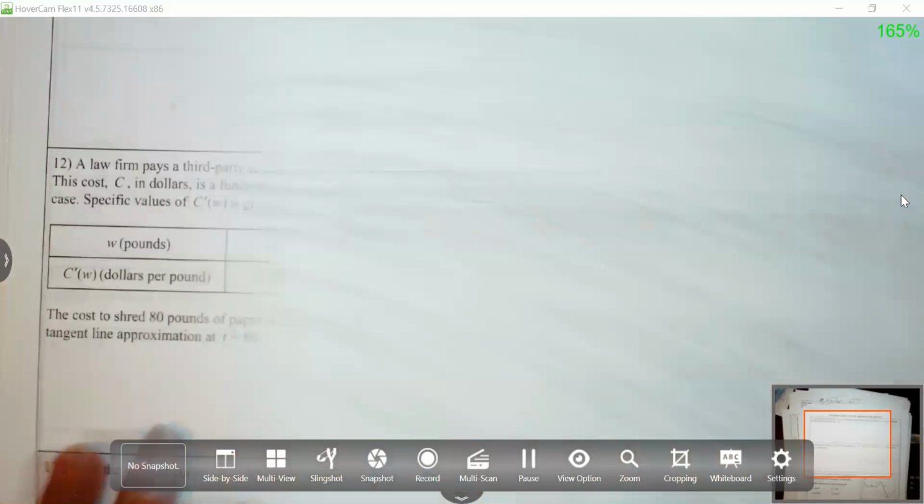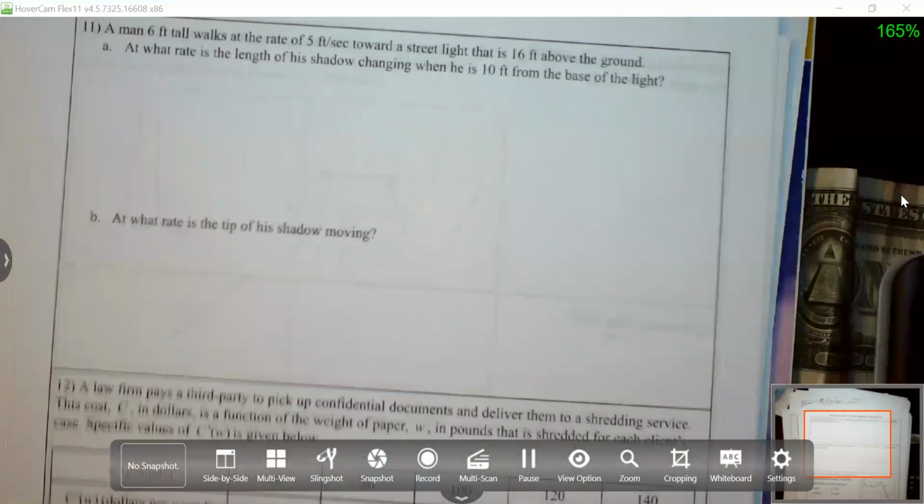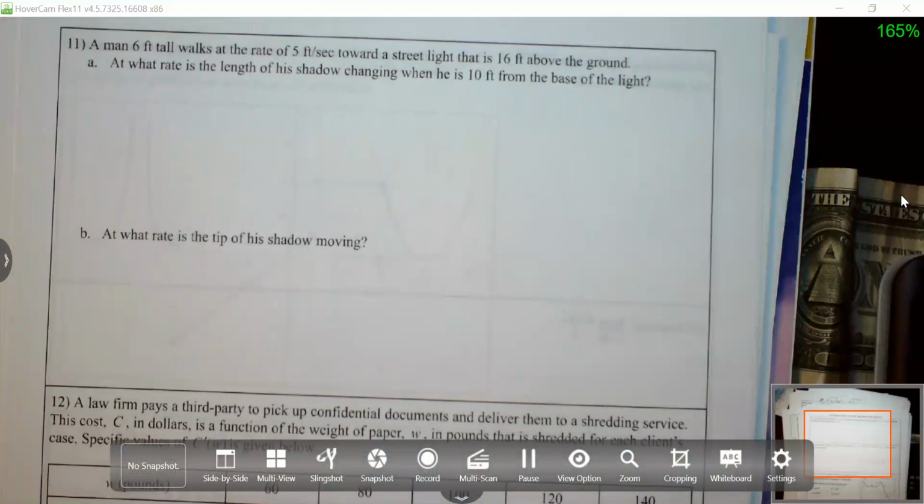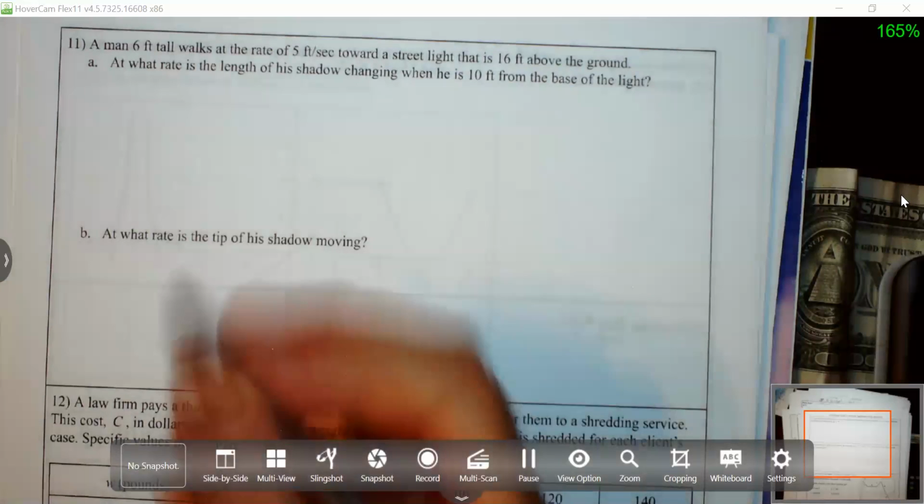Okay, let's move on to the last related rate question. Number 11: a man 6 feet tall walks at a rate of 5 feet per second towards a street light that is 16 feet above the ground. At what rate is the length of his shadow changing when he is 10 feet from the base of the light? So all of these questions are the same. There's really just one trick to them, and it's just setting up similar triangles.